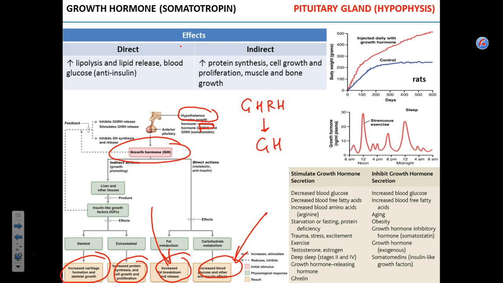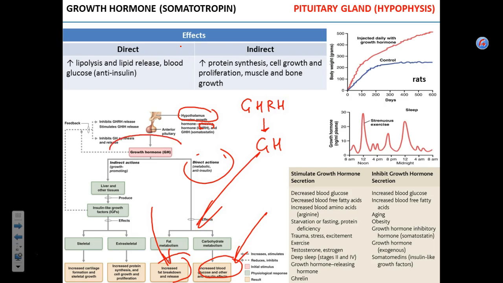So again, direct effects are associated with energy. They're metabolic. Indirect effects are promoting growth. Okay? So far, are we clear about the distinction between direct and indirect? Any questions? Why are indirect effects called indirect? Because the axis that leads to the indirect effects involves another hormone.